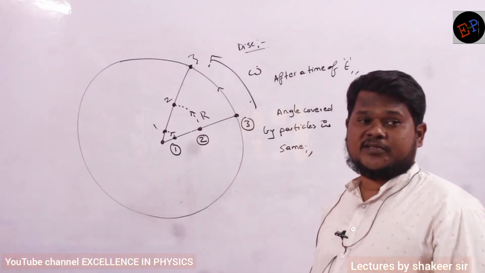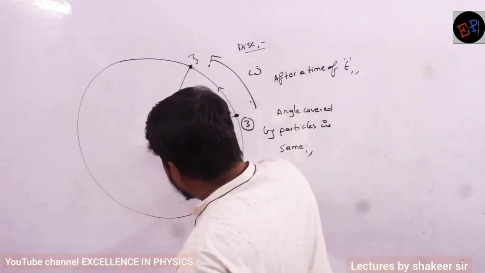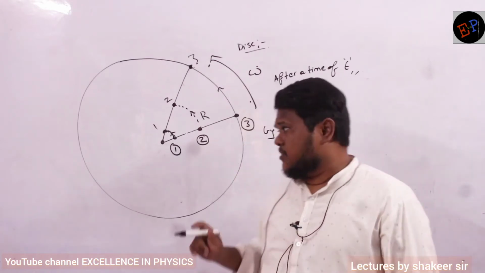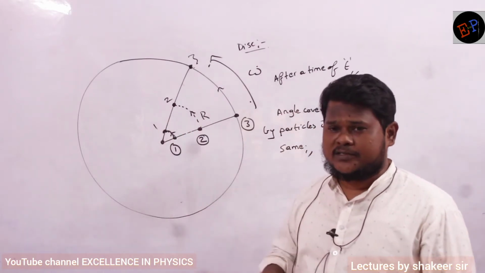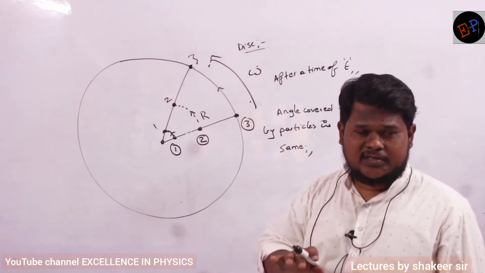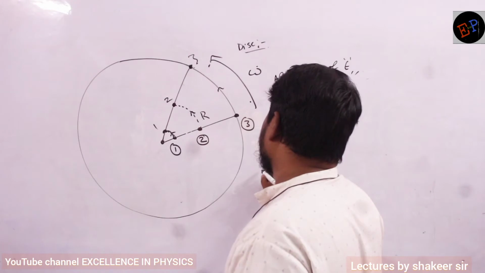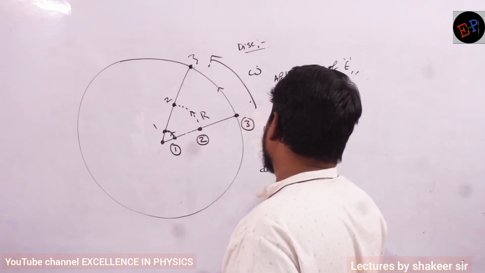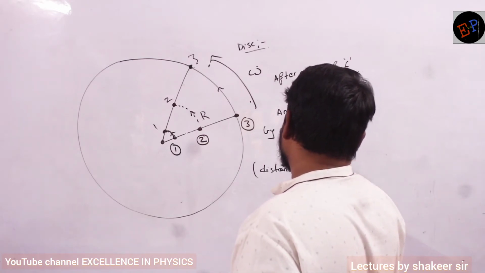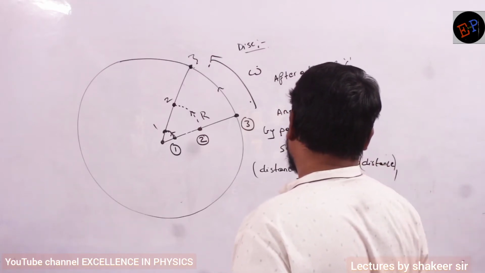Distance traveled by the particles is different. How? First particle will travel only this much of distance, no? First particle will travel very small distance. Second particle will cover a bit greater distance. Third particle will cover a further, very large distance. Are you able to understand? So distances covered are not the same, they are different. Therefore, distance covered by third particle is greater than distance covered by second particle, which is greater than distance covered by first particle.